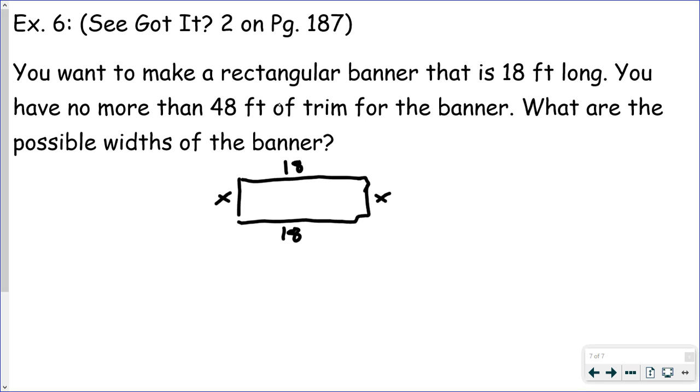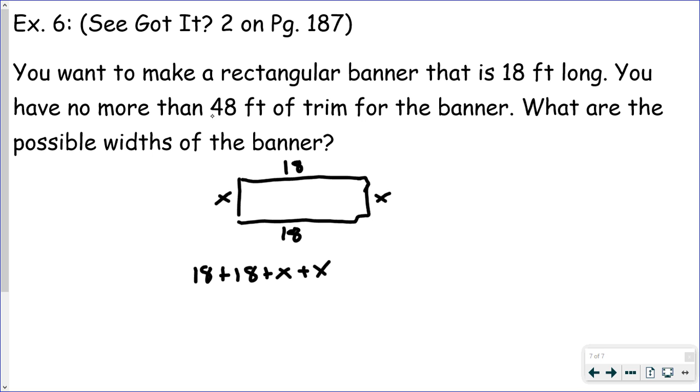All right. So it says you want to make a rectangular banner. It's 18 feet long. You have no more than 48 feet of trim. So you don't have more than that, but you do have 48. So what that means, no more than, means you have 48 feet, but not more than that. And for trim, what that means is they're going to put it around this. So it's a perimeter. So what you're looking at here is 18 plus 18 plus x. That's how much trim you're going to need. That's the distance around the banner.